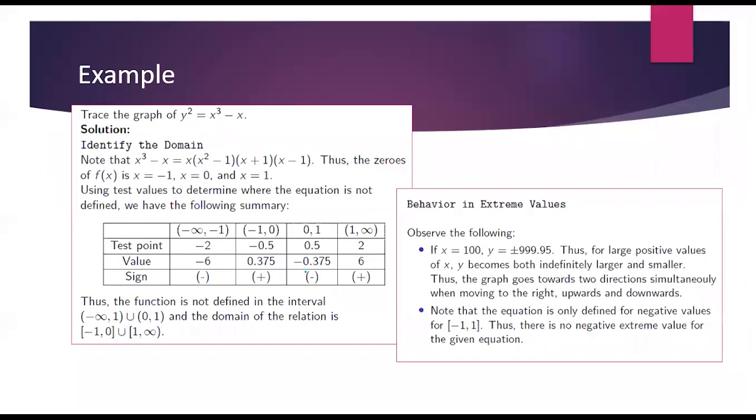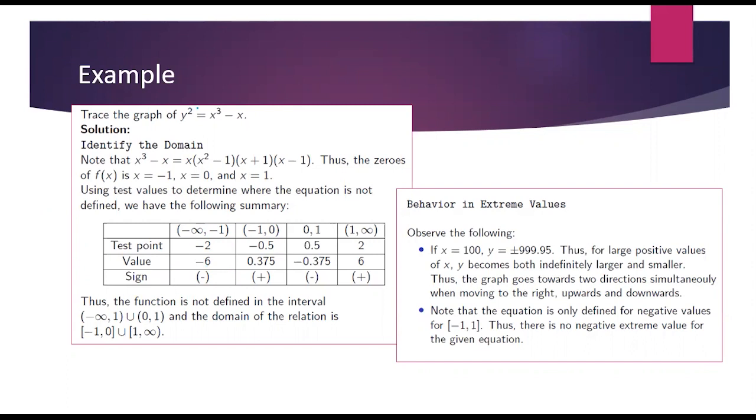We're going to trace the graph of y squared is equal to x cubed minus x. So first, in this particular example, you're going to determine the domain of this particular function. We did not do this in the previous example because you're just given there y is equal to f of x. That's why we omitted this particular step. So that means in our previous example, the domain of that particular function is actually all real numbers.